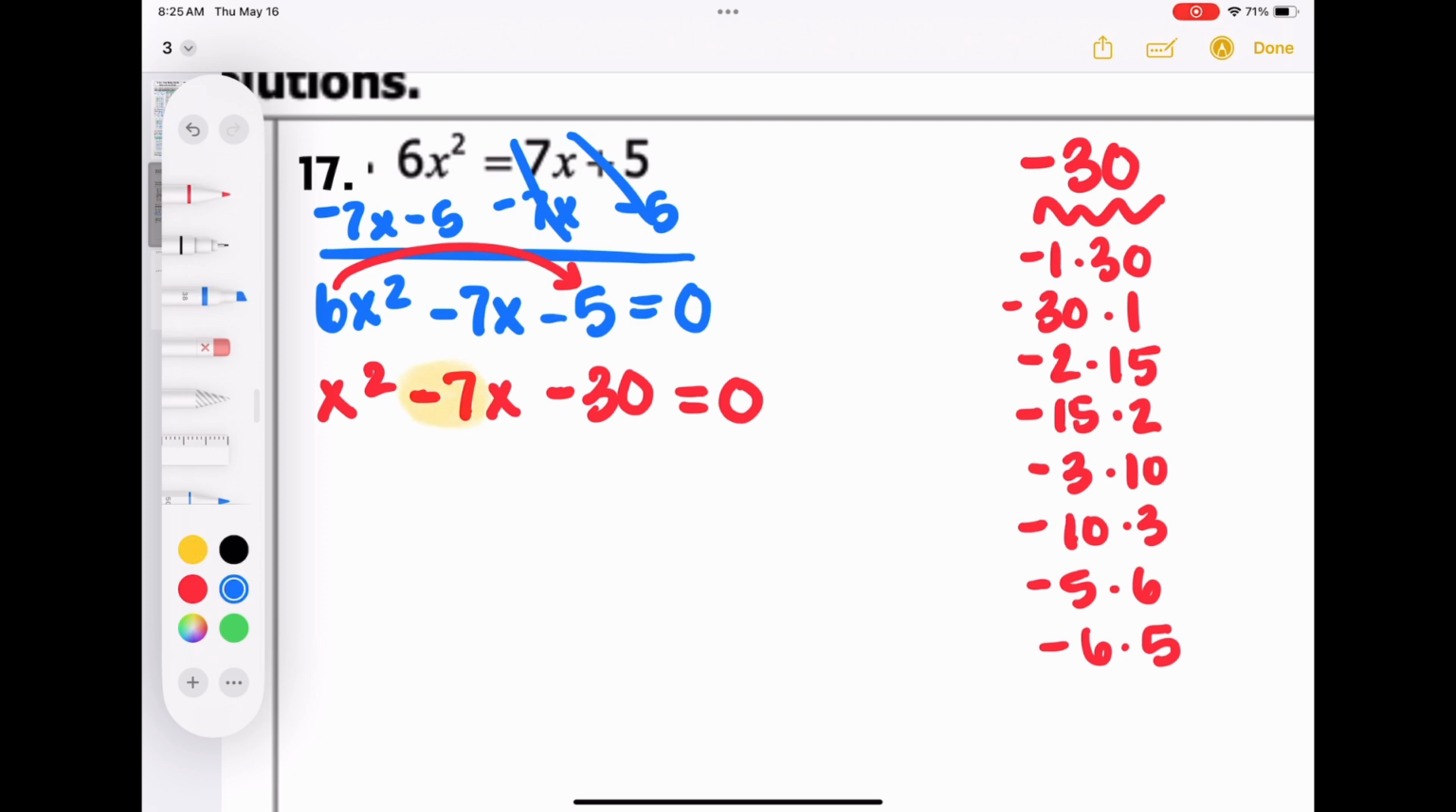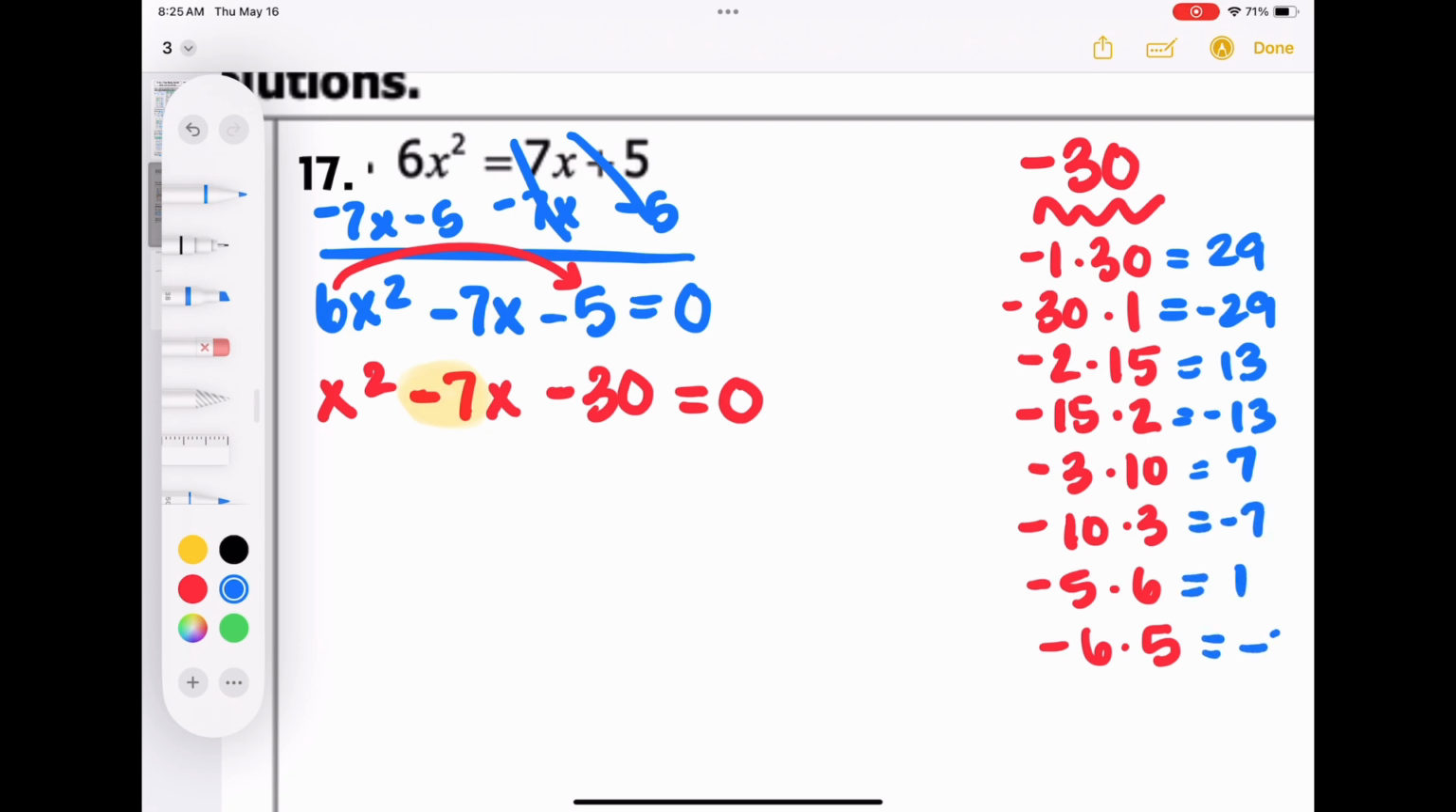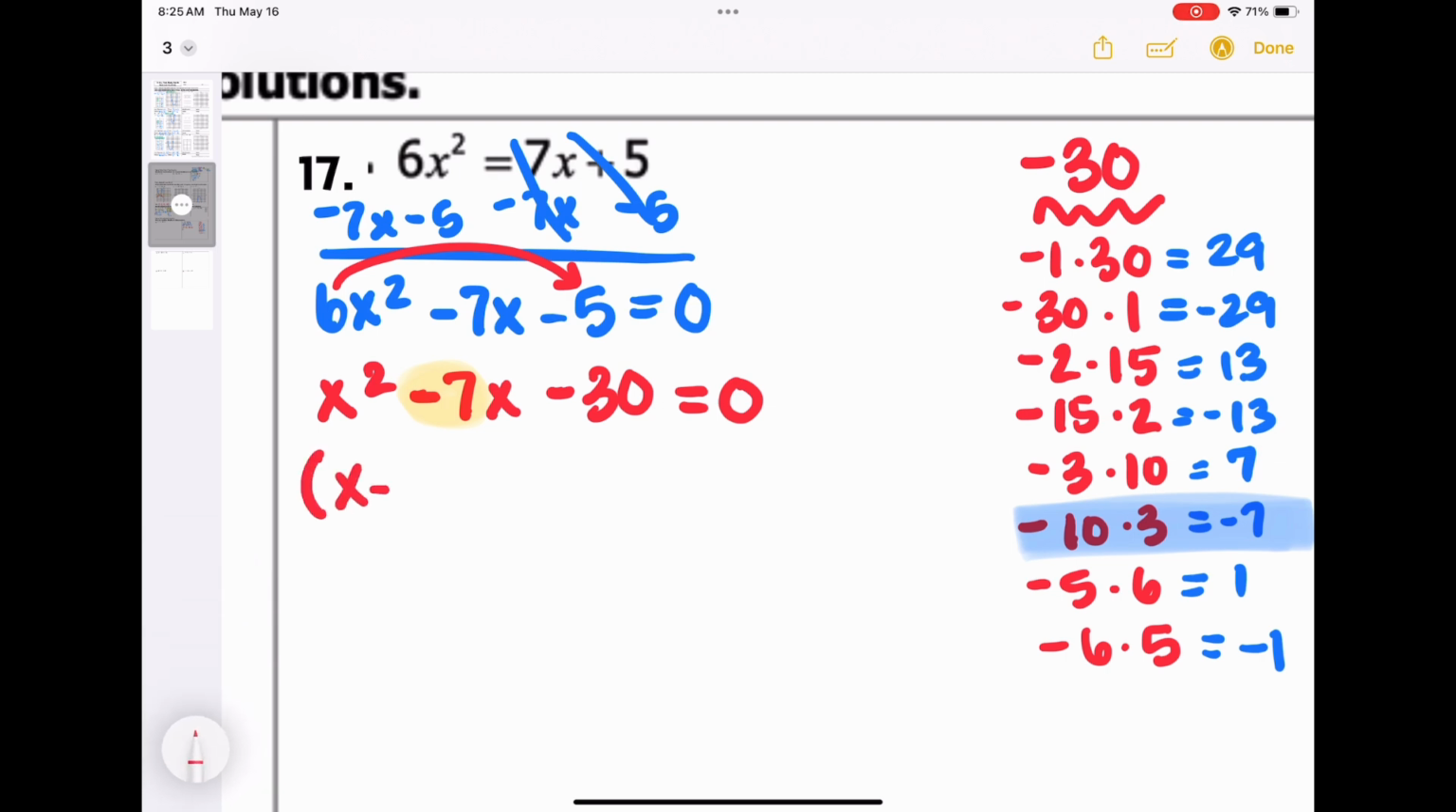So I'm going to go through and add up all these pairs to see which ones are going to give me a -7. So that gives me 29, -29, 13, -13, 7, -7, 1, and -1. So -10 and 3 give me the -7 that we need. So those are my factors. So in parentheses, I'm going to have x minus 10 and x plus 3 equals 0.